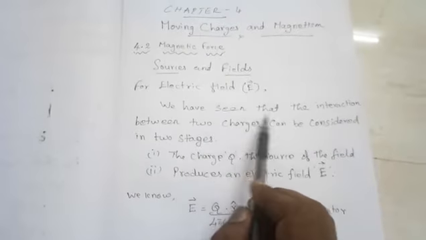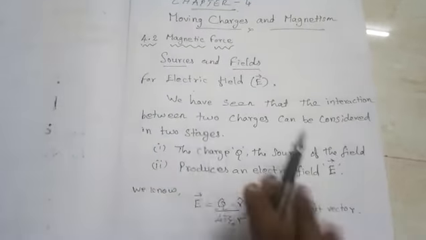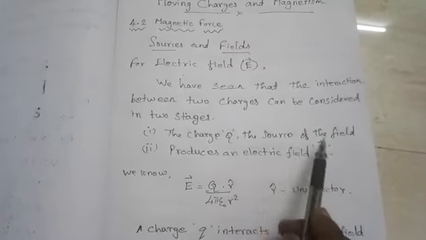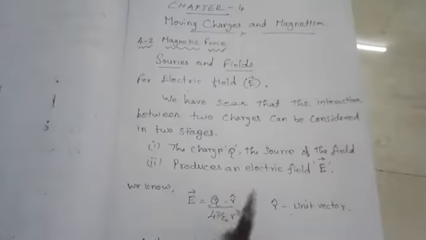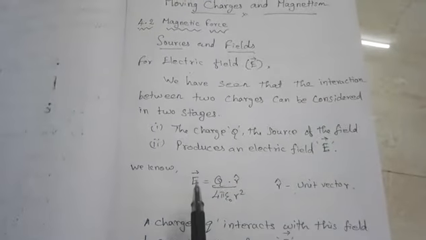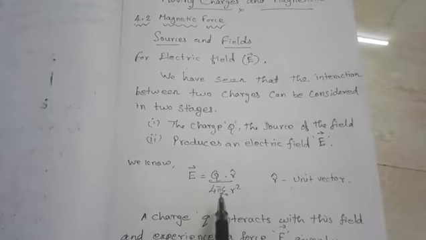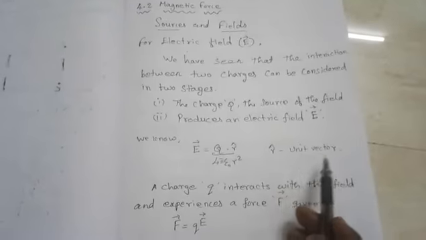We have seen that the interaction between two charges can be considered in two stages. The charge Q, the source of the field, produces an electric field E. We know that the electric field E is equal to Q by 4 pi epsilon naught R square into R cap, where R cap is nothing but the unit vector.